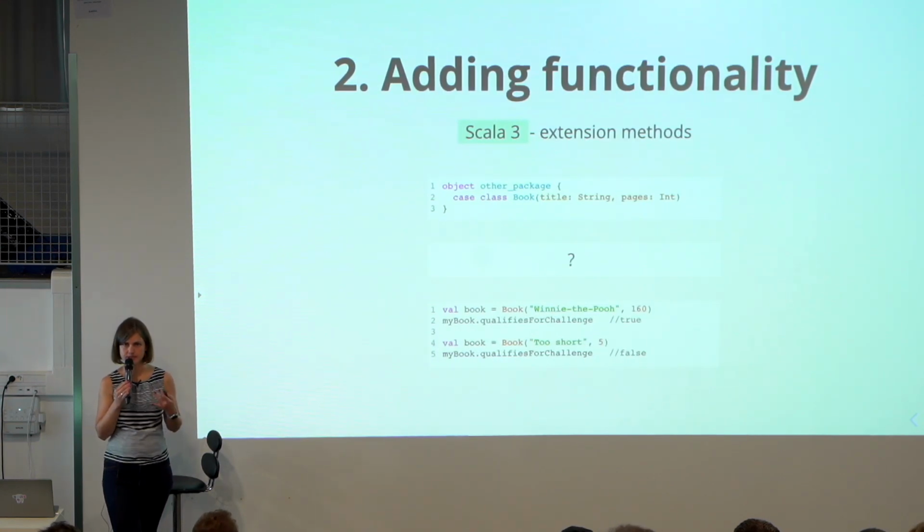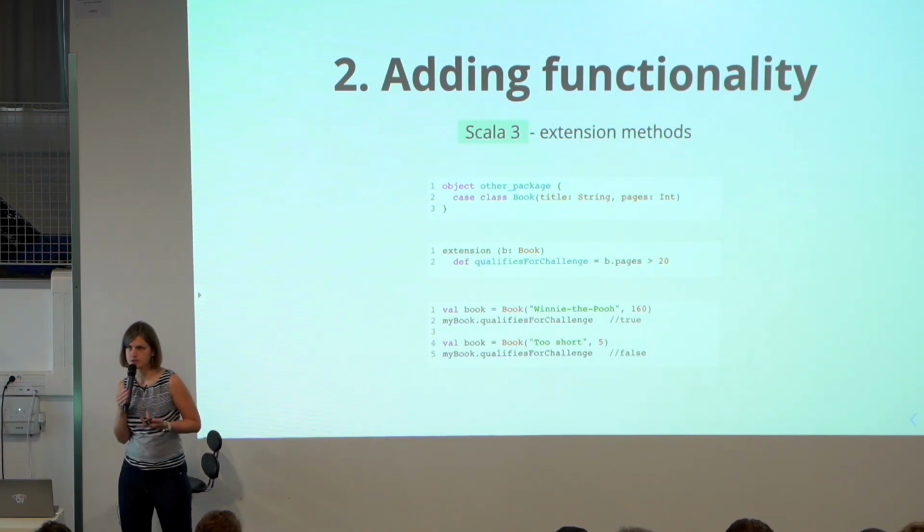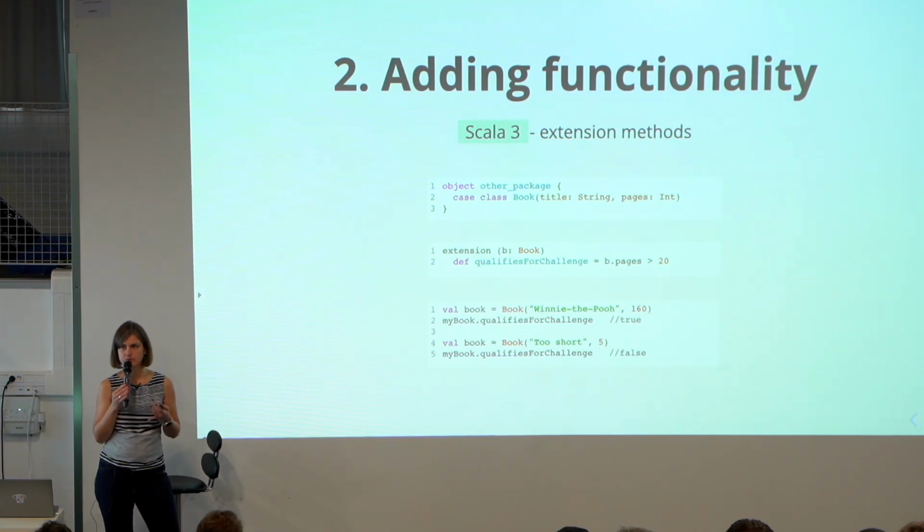We want to achieve the same thing, so we want to have the code as below, which is just the same. We want to have this qualifies for challenge method, and at the top we have the closed type, so nothing changes here. But how do we achieve it in Scala 3? We have a new keyword. We have an extension keyword. And this is a good example of a thing which does one thing and does it well.